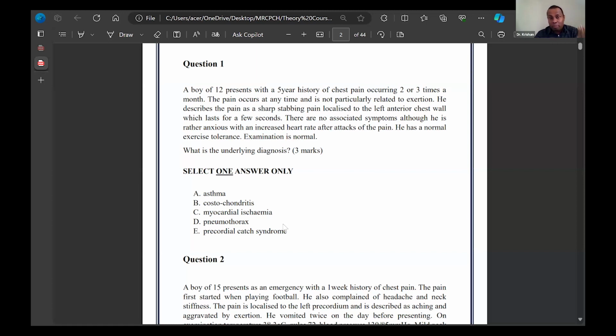There will be hyperresonant percussion note. Trachea could be deviated to the opposite side depending on the size of pneumothorax, right? Here nothing is mentioned, so that is unlikely, right? So then what is the answer?